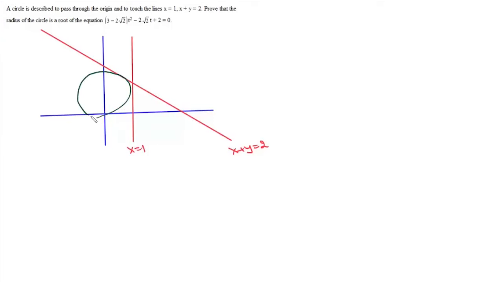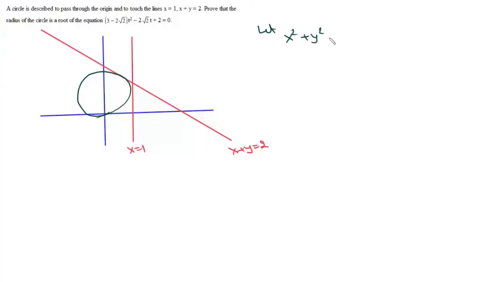So we have these two lines, x equal to 1 and x plus y equals 2. And this circle touches these two lines and it passes through the origin. So it will be in this circle.